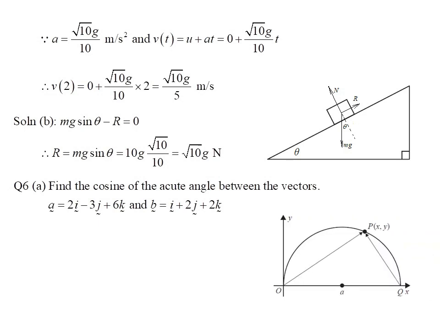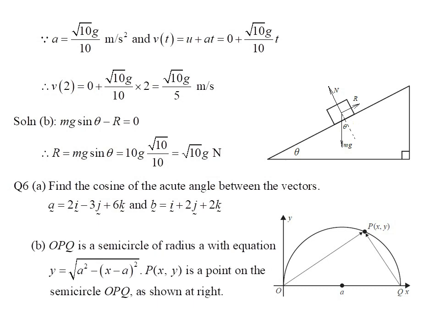In part B, as shown in the diagram, it states that OPQ is a semicircle of radius a which satisfies the equation y equals square root of a squared minus (x minus a) squared. Here, the point P (x, y) is on the semicircle OPQ as shown in the diagram.